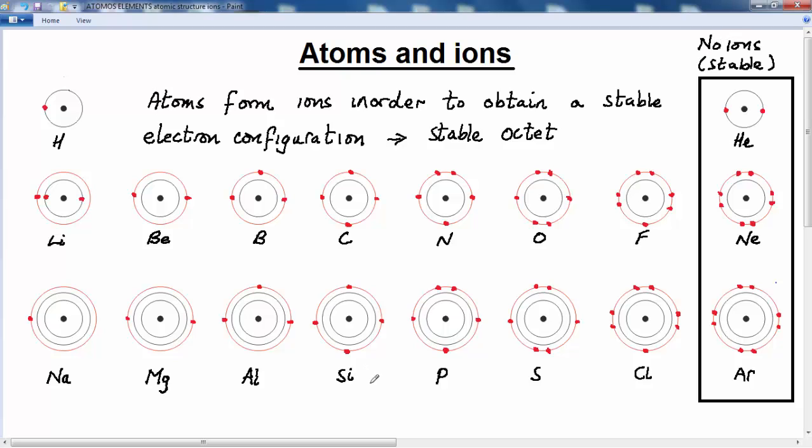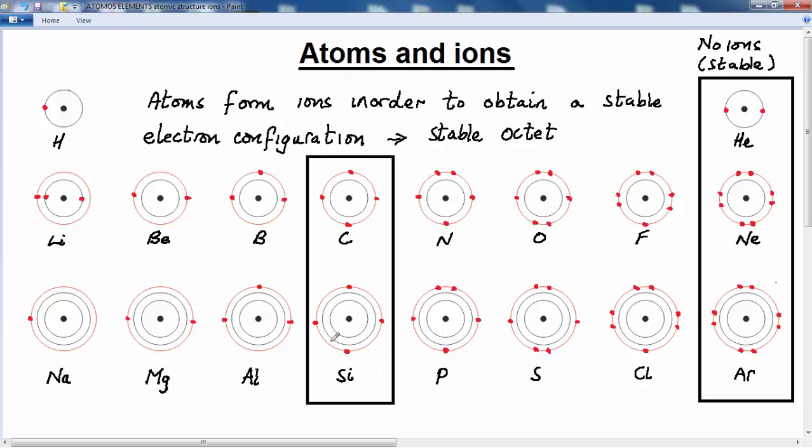Now the other elements depicted here which will not tend to form ions are in group 4. It's carbon and silicon. The reason for that is that in order to form an ion, they've got to either lose their 4 outer electrons or gain 4 outer electrons. It turns out that it's quite difficult for them to do that. It requires quite a lot of energy, so they will not tend to form ions. So we can put no ions there in group 4, and what they will tend to do is share their electrons rather than lose or gain.